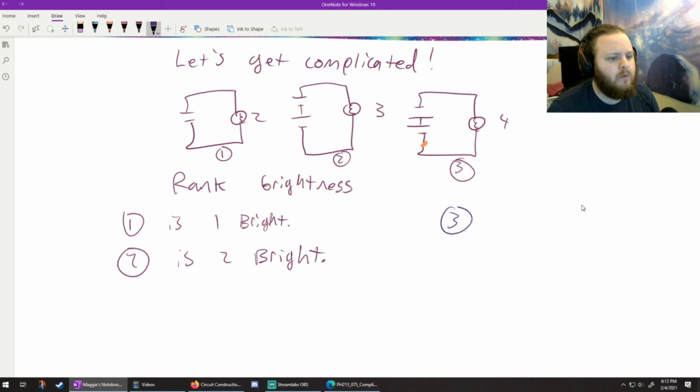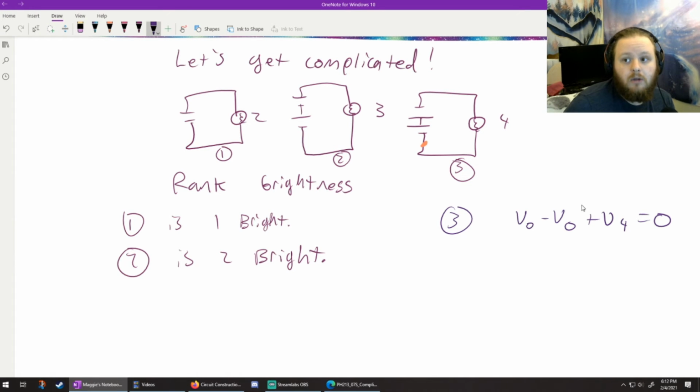So if I do my loop law, from here, I'm going to go across a V0. I'm going to go down a V0, and then I need to drop whatever over light bulb 4, and that needs to be 0. Can anyone tell me what V4 must be for this equation to be true?